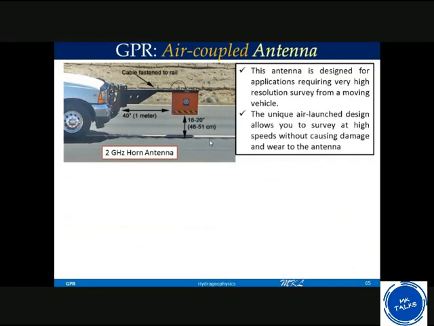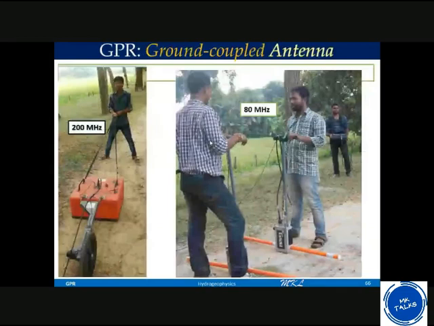Got it? Now there is a ground coupled antenna. These are the ground coupled antennas we were fortunate to watch. This is the control unit, and it is connected with this ground coupled antenna. This is a 200 megahertz monostatic antenna. What do you mean by monostatic antenna?